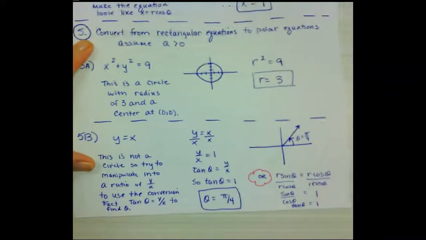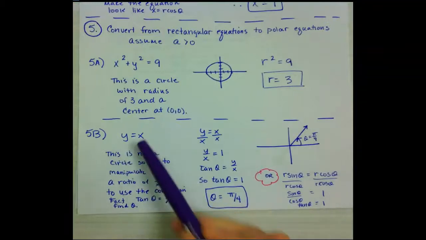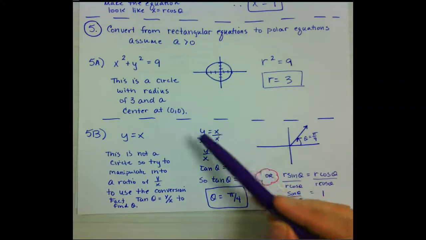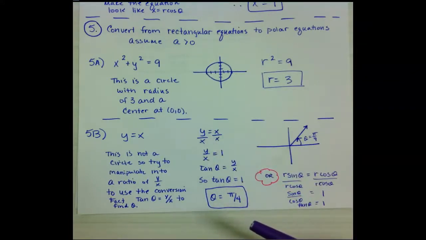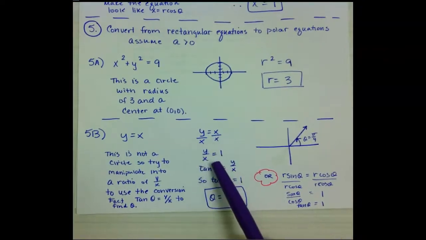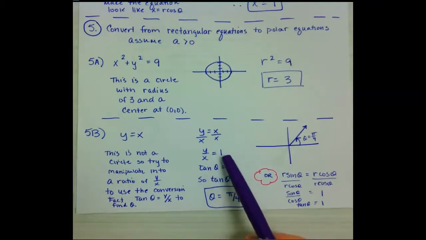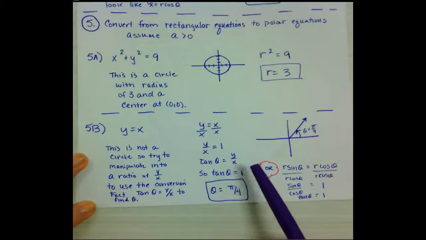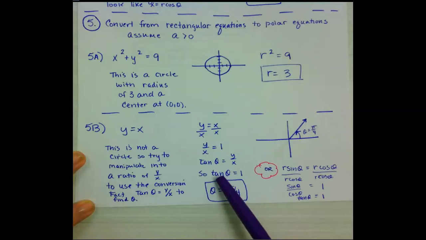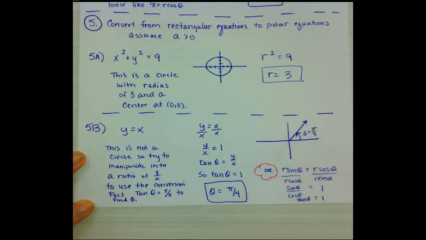All right. On 5b, we have y equals x, and so we're trying to figure out what that is. So here is my equation, y equals x, and so I know that to use that tangent, I need y over x, so I'm going to divide both sides by x to manipulate my equation, which is y over x equals 1. So what that means is I can replace the y over x in my conversion fact with 1, and then I need to know when is tan equal to 1, and that's going to be right here in the first quadrant. You could have worked it out this way by dividing both sides by r cosine theta, but I really feel like that's probably about the easiest way to go.